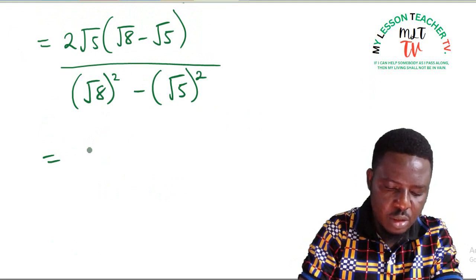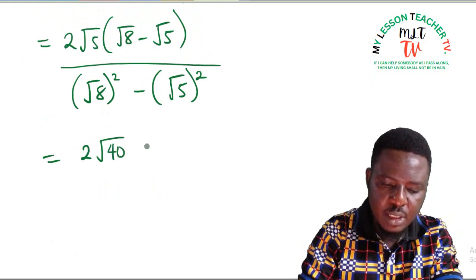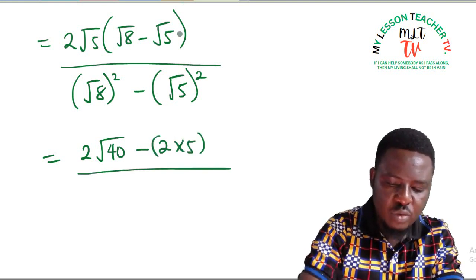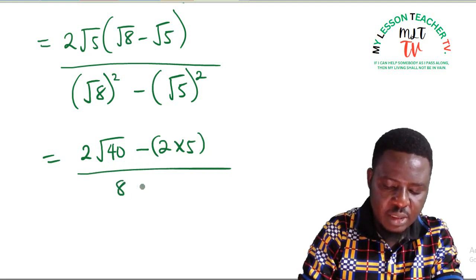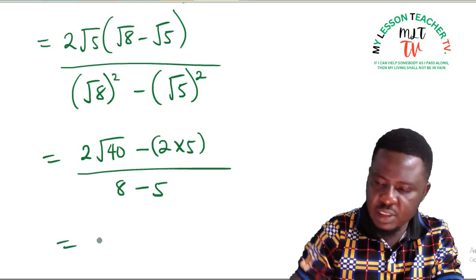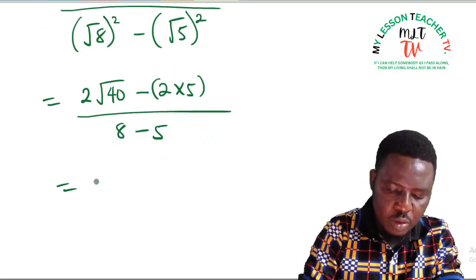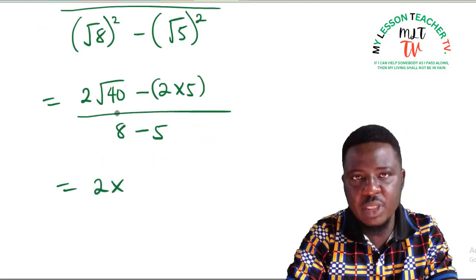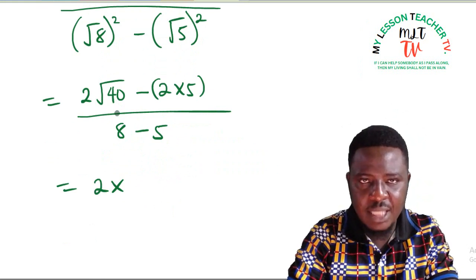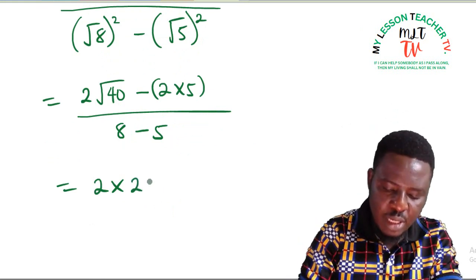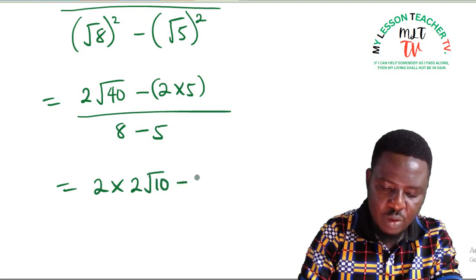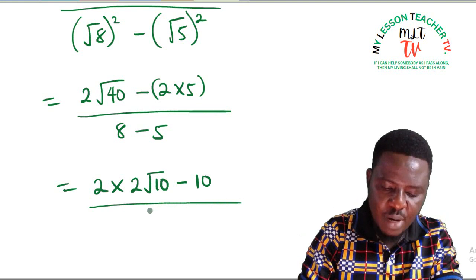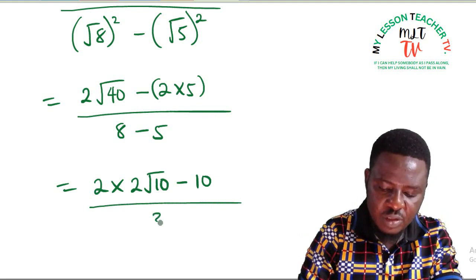this gives us 2 root 40 minus 2 times 5, for root 5 times root 5 is 5. And the denominator is 8 minus 5. This is equal to 2 times root 40, which can be said to be root 4 times root 10, and that gives us 2 root 10. So this becomes 2 times 2 root 10 minus 10 divided by 8 minus 5, which is 3.